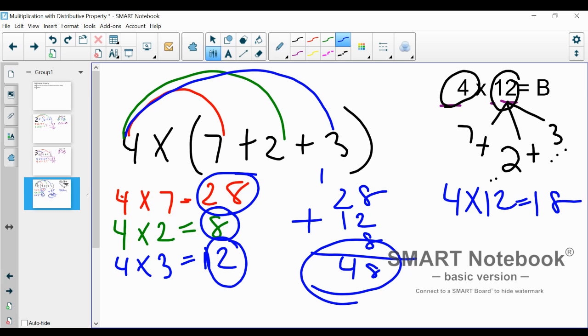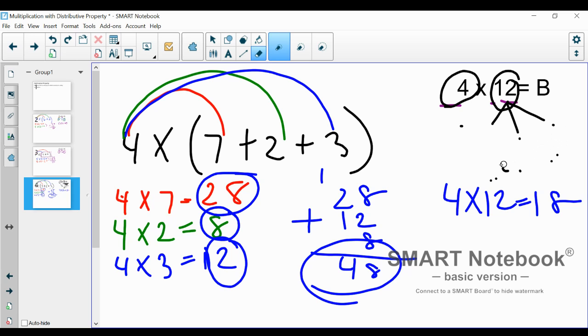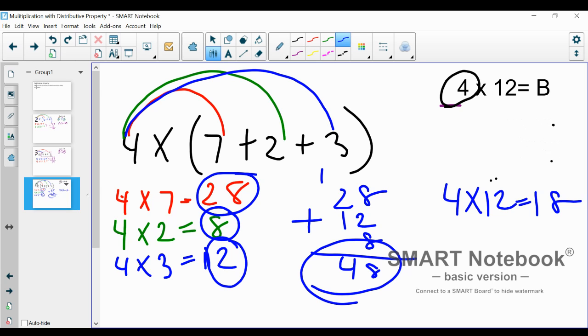Now I could have broken this 12 into different numbers, right? I could have multiplied 4 times 6 plus 6. Let's say I know my 4 times 6 really well. So I could have broken this 12 up into 6 plus 6, because that's the same thing as 12, right? Or I could have even just done a bunch of 2s, right? So basically, you're just breaking up one of your numbers into a number that you feel really comfortable multiplying together, okay?